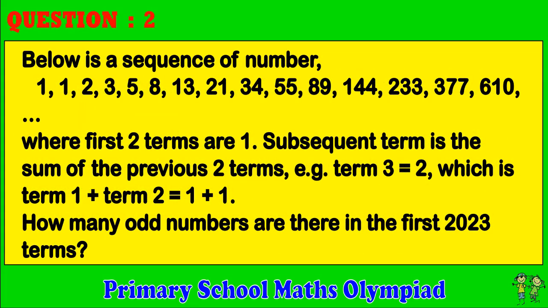Question 2. Below is a sequence of numbers, where the first 2 terms are 1. Each subsequent term is the sum of the previous 2 terms, for example term 3 equals 2, which is term 1 plus term 2, equals 1 plus 1. How many odd numbers are there in the first 2023 terms?